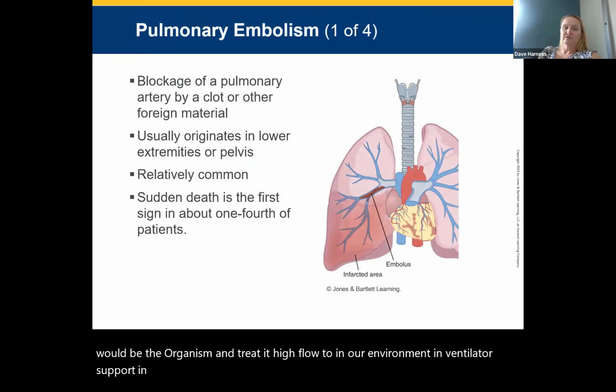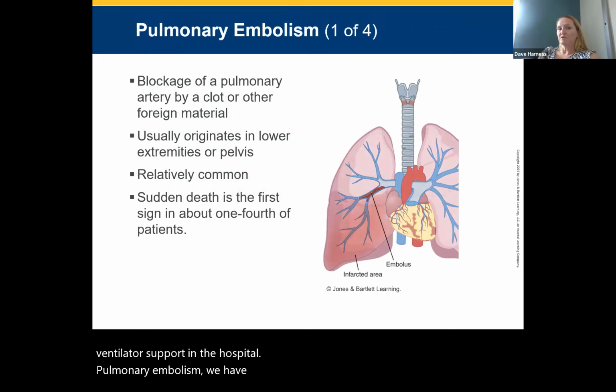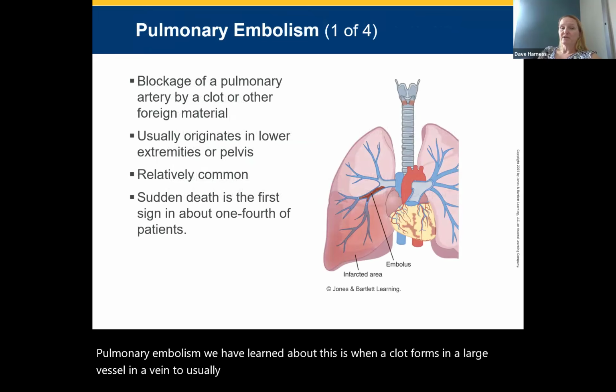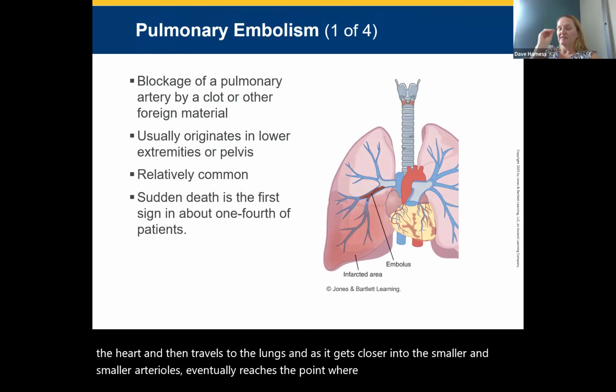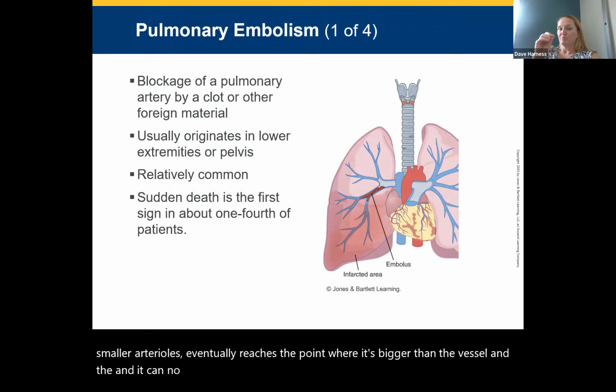Pulmonary embolism. We have learned about this. This is when a clot forms in a large vessel in a vein, usually in the leg, and then breaks loose and travels through the heart and then travels to the lungs. And as it gets into the smaller and smaller arterioles, it eventually reaches a point where it's bigger than the vessel and it can no longer pass. All of the lung tissue behind that blockage is no longer getting blood flow.